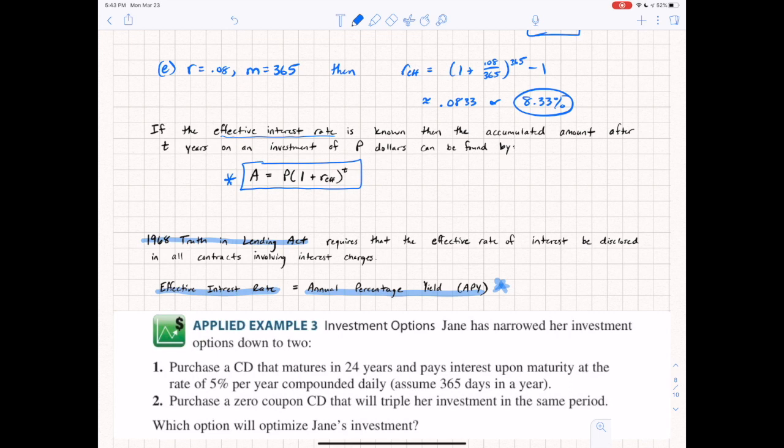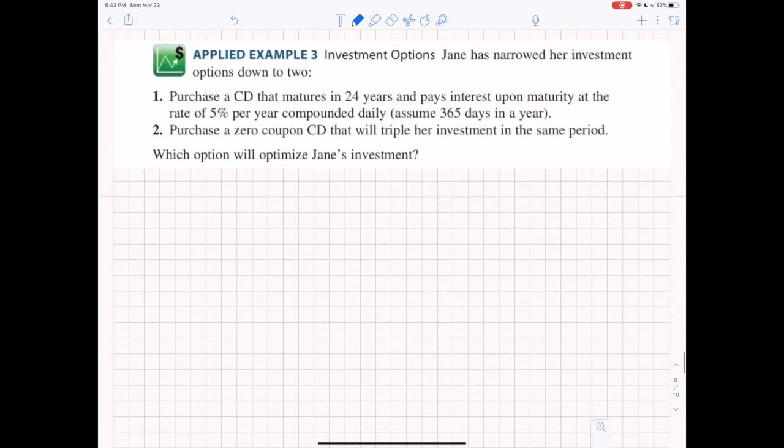All right, and so I've got two more examples to look at. Applied example 3 is about investment options, and the wording is going to be a little different than what you're used to. Jane has narrowed her investment options down to two. Purchase a CD that matures in 24 years and pays interest upon maturity at the rate of 5% per year, compounded daily, and assume 365 days in a year.